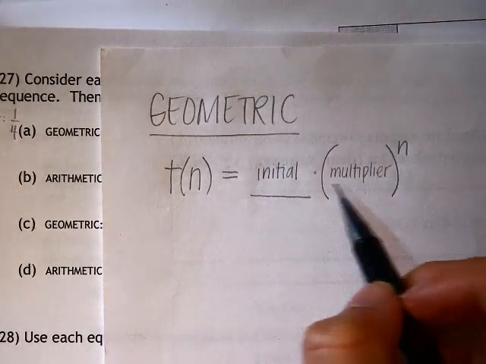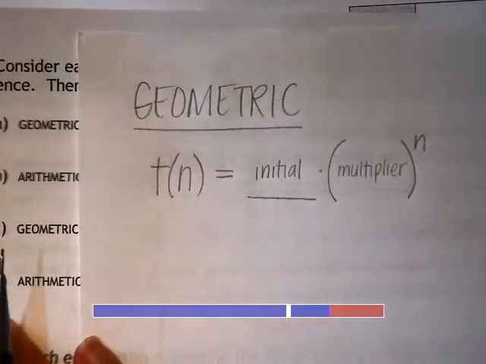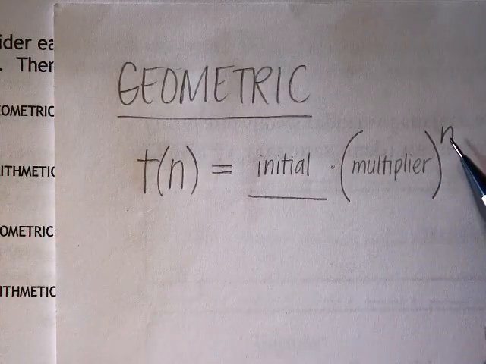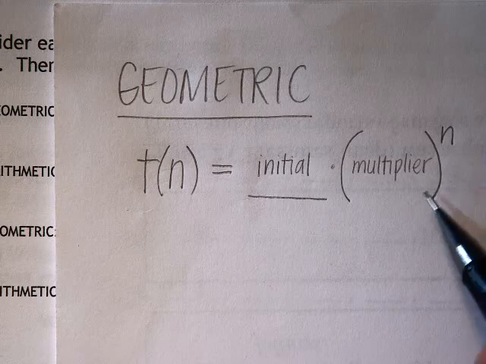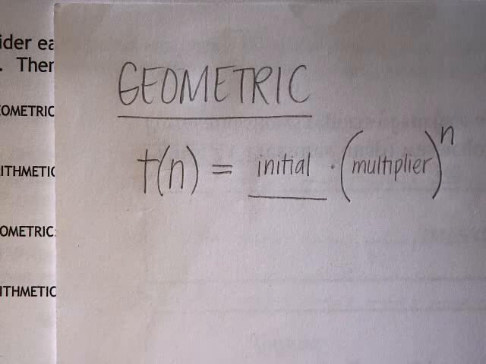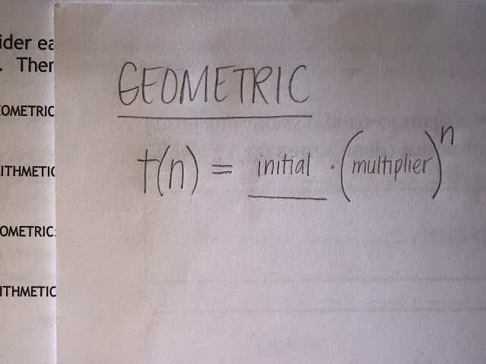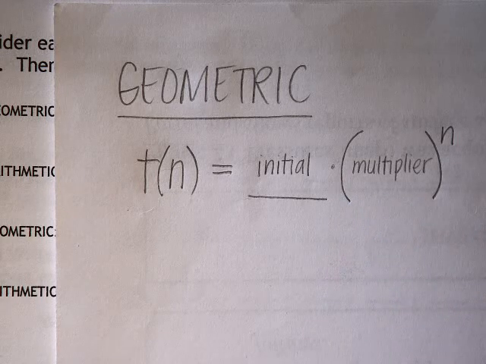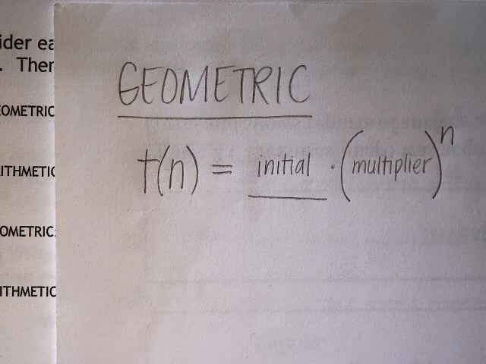Now, the order of these numbers is actually kind of important, simply because the multiplier is the one that needs to be raised to the power of n. If you actually go back and look at all of the cards in the Desmos activity, you'll remember that all of their multipliers ended up appearing in this parentheses. And hopefully that was an observation that you yourself also made.